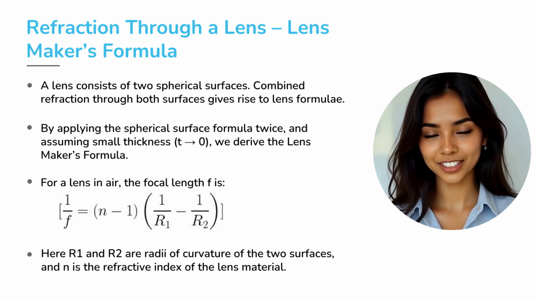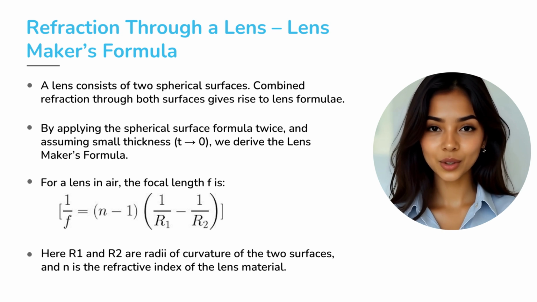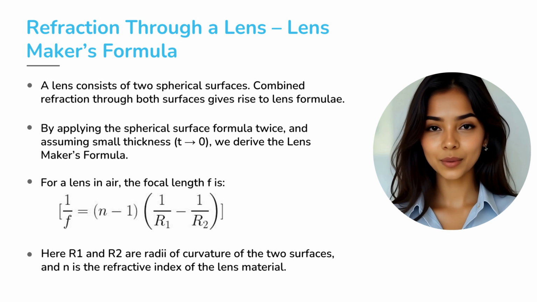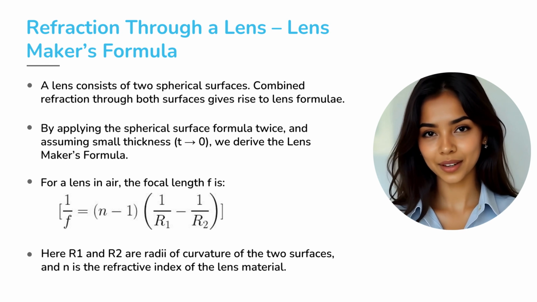Imagine a biconvex lens. Light refracts at the first surface, then again at the second. When the lens is very thin, we can ignore its thickness, and by applying our refraction formula twice, once for each curved surface, we derive an important relationship called the lens maker's formula.